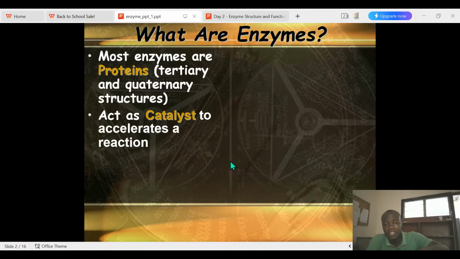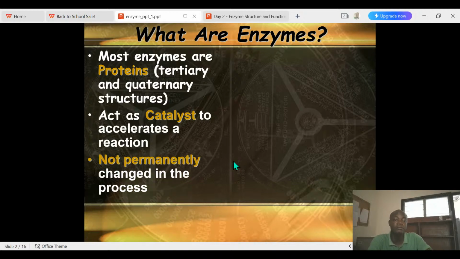So if the tertiary and the quaternary structure of the protein is lost, then the activity of that enzyme should also be lost. So you should understand that. Enzymes can exist at the level of tertiary structure and quaternary structure, and they act as a catalyst, meaning that they accelerate the rate of the reaction in the body.